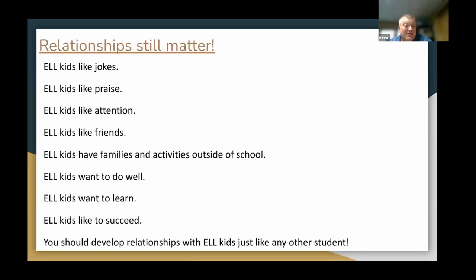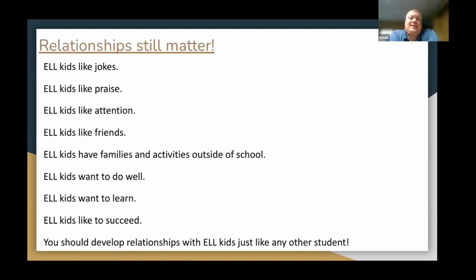The ELL kids like having friends. You know, they have families and they do activities out of school. They play sports you're not familiar with, and they eat food that maybe you've never tried before, and they have holidays that you're unfamiliar with, and there's so many awesome things that they do out of the school that are important. They want to do well. They want to learn. They want to succeed.